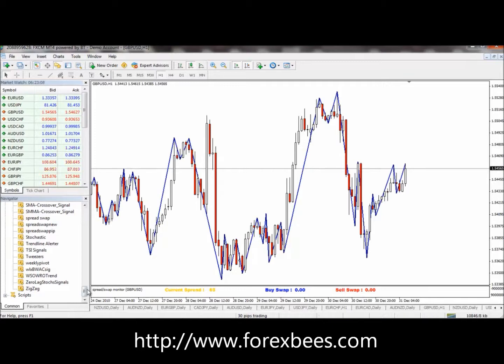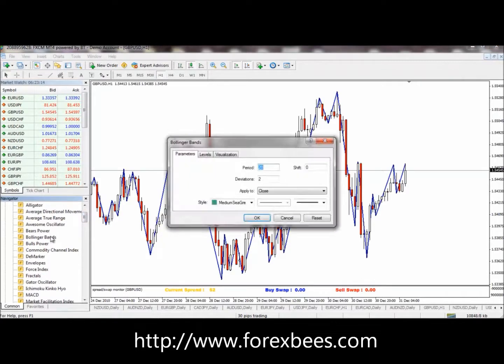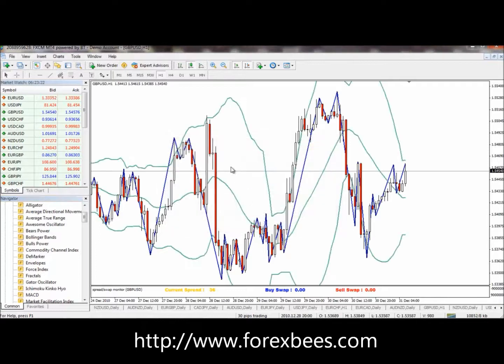After this, go ahead and put a Bollinger Bands indicator with the default settings, that is period 20, shift 0, and deviations 2, and you can use any width and any color you want. Now click OK. Now you can see the Bollinger Bands indicator also on the chart.